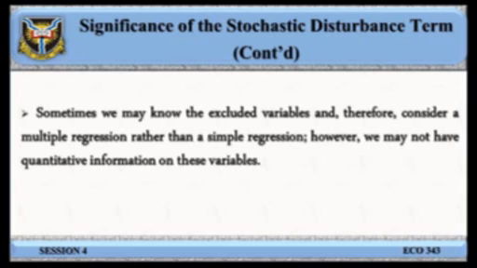3. Sometimes we may know the excluded variables and therefore consider a multiple regression rather than a simple regression. However, we may not have quantitative information on these variables. That is, the data that will be ideal for these variables might not be available.